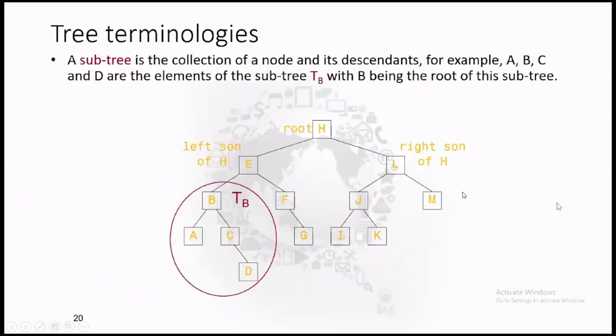Then we go to the subtree. A subtree is a collection of nodes and its descendants. So let's say A, B, C, D here is a subtree of B because it expands from B, with B being the root of this subtree. Maybe this is your great-grandfather, and your great-grandfather has two sons, E and also L. So E would be your grandfather.